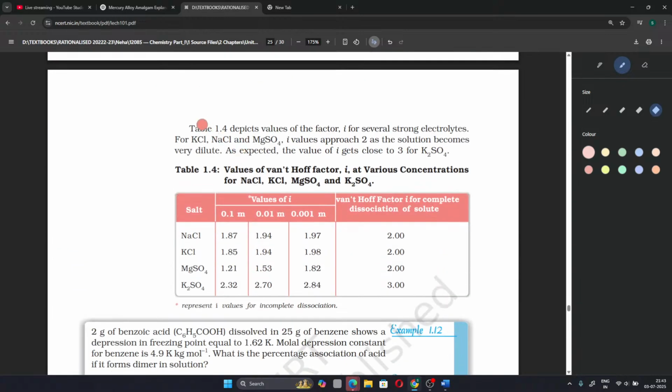Table 1.4 depicts the values of the Van't Hoff factor for several strong electrolytes. For KCl, NaCl, MgSO4 the values approach 2 as the solution becomes very dilute, as expected. The value of i gets closer to 3 for K2SO4. These are the cases.